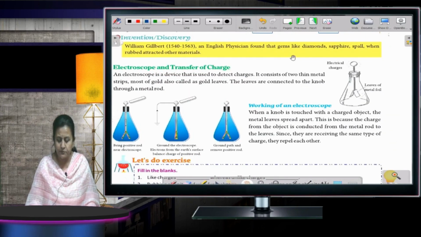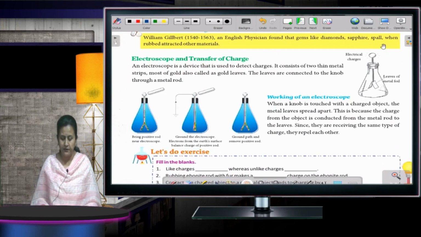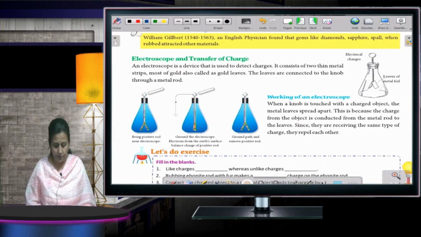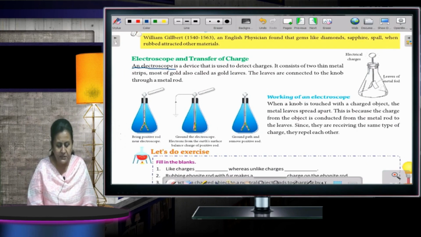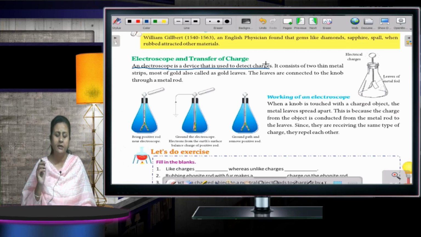Electroscope and transfer of charge. You can see on your screen also. I'll tell you what an electroscope is, and how it works now. An electroscope is a device that is used to detect charges, whether the charge is positive or negative. You can detect it with the help of an electroscope.